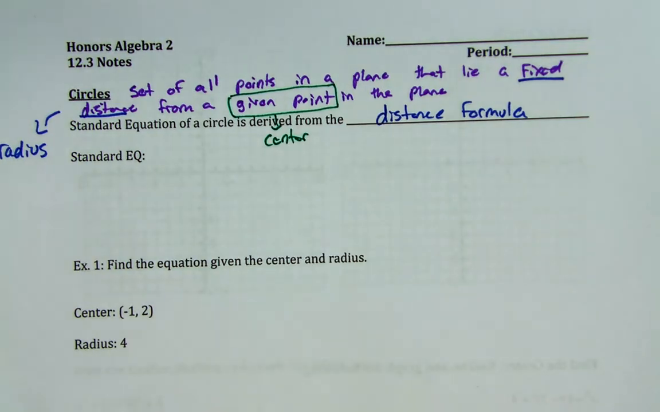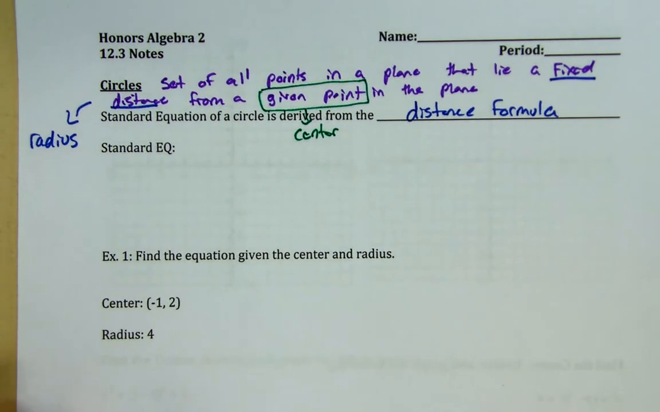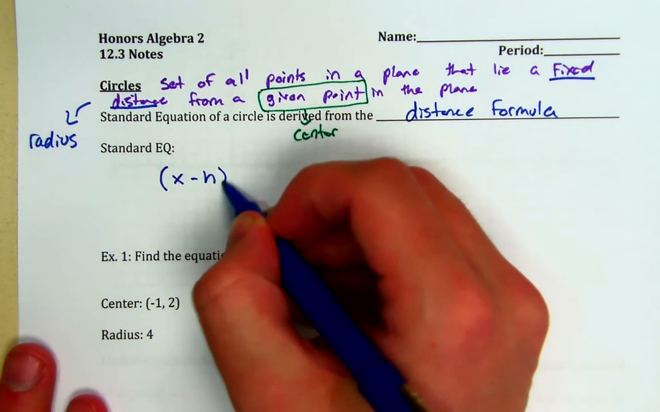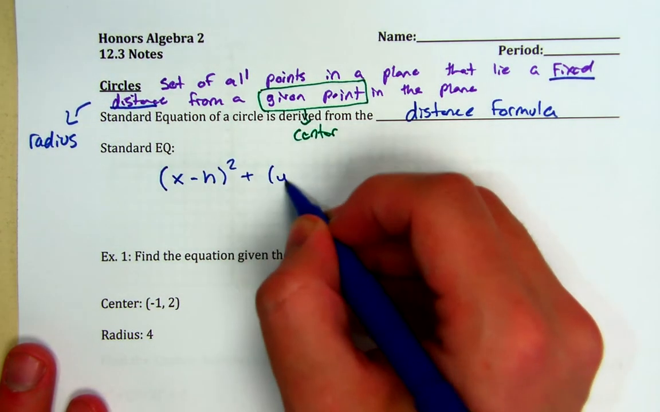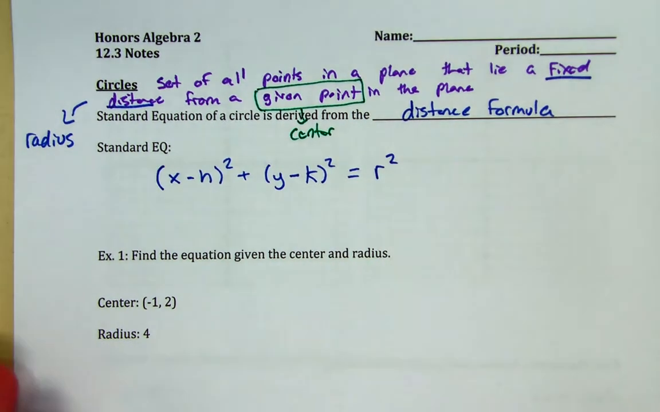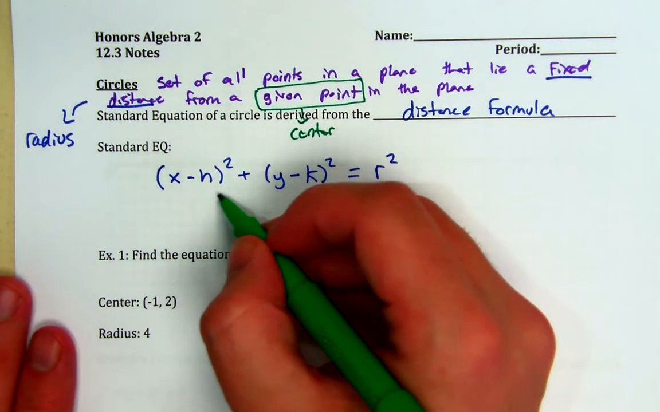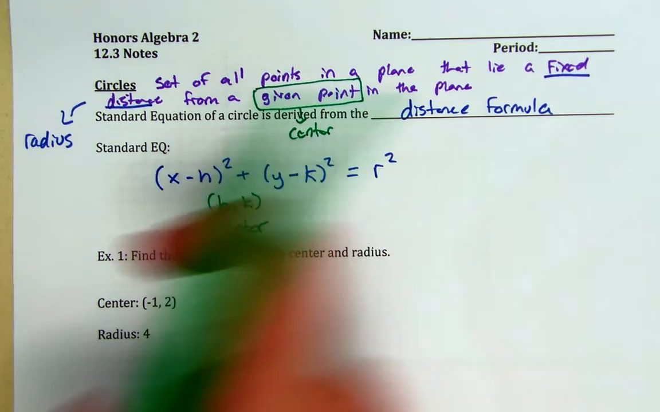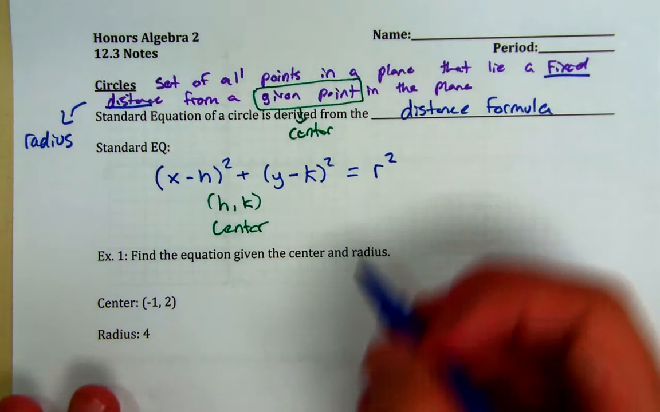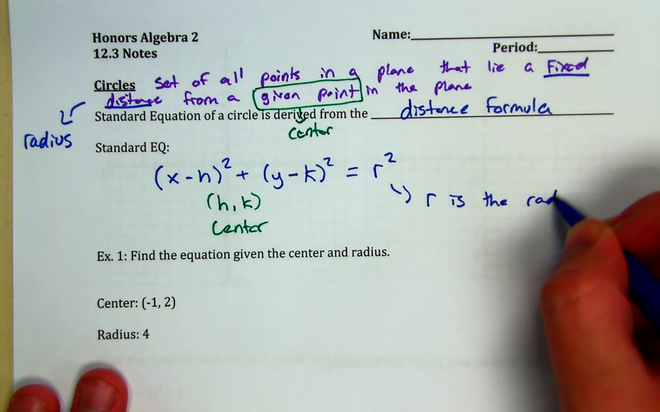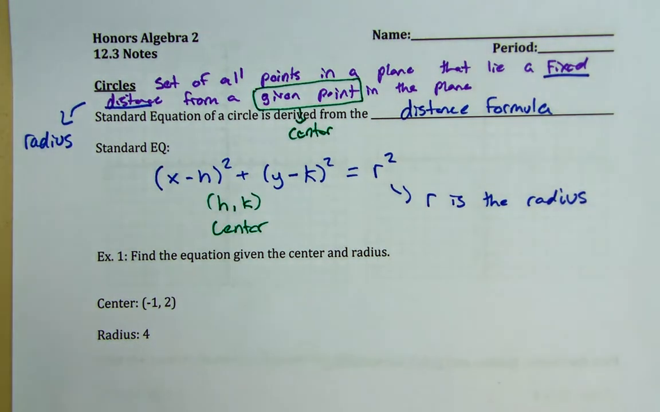So let's go ahead and get an equation for a circle. The standard equation of a circle looks like this: (x minus h) squared plus (y minus k) squared equals r squared. You can bet that (h, k) is the center and r is the radius. Those are the different parts of the equation we're going to use.